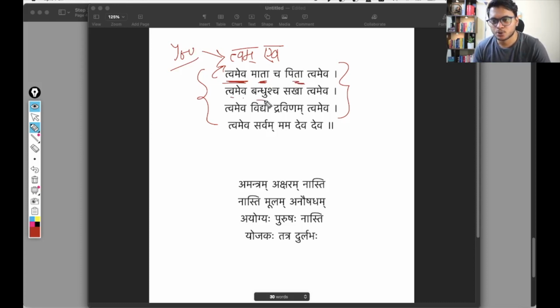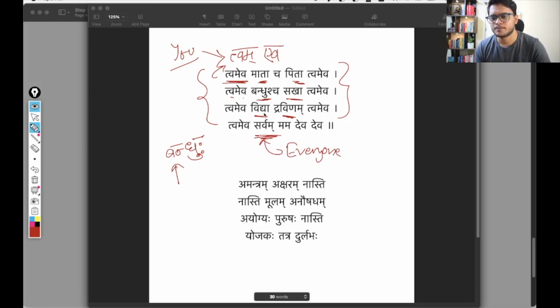Then twamev bandhu. Now this is bandhuscha, but again, there is a sandhi. Don't worry about sandhi. The word here is bandhu. And bandhu means a relative. It is a masculine gender word. And then you have sakha. Sakha means friend. Then you have vidya. Vidya means knowledge. Then you had dravidam. Dravidam means wealth. And then you have sarvam. Sarvam again is a pronoun. Sarvam means everyone.